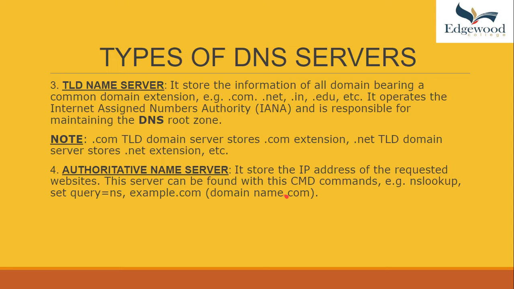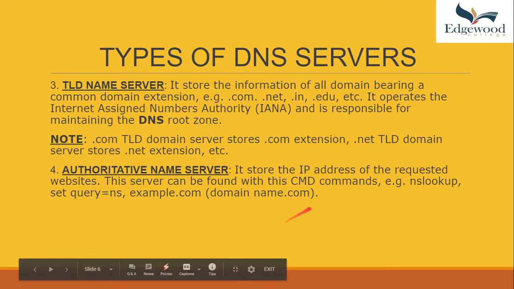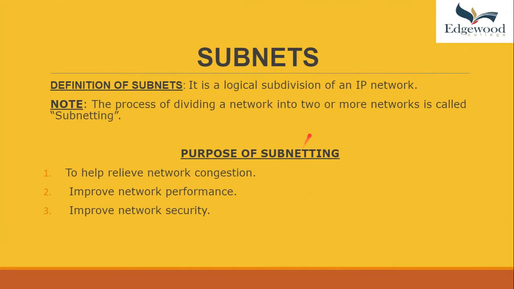This authoritative name server will now look at the request and assign the appropriate IP address to that particular domain name, and send it to the DNS resolver server, which will now send it to our computer, and it will now display on our computer screen. So these are the types of DNS servers.